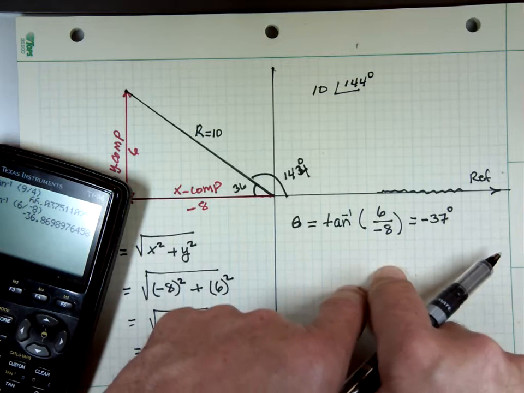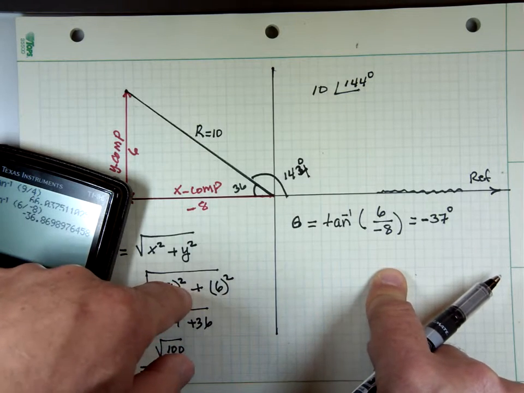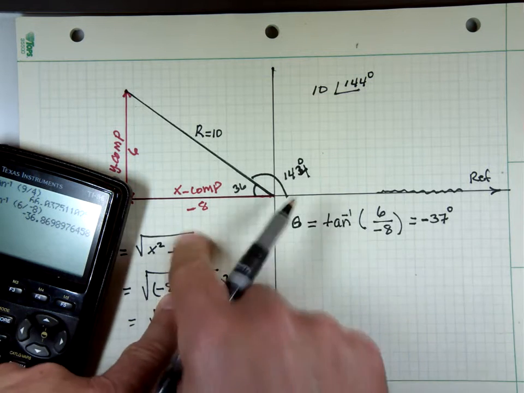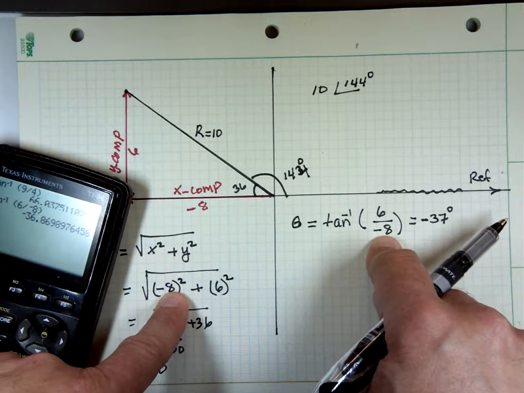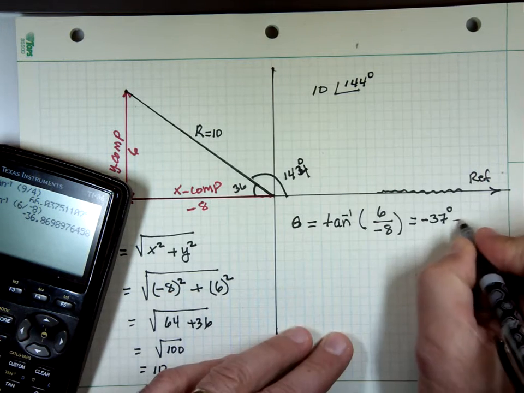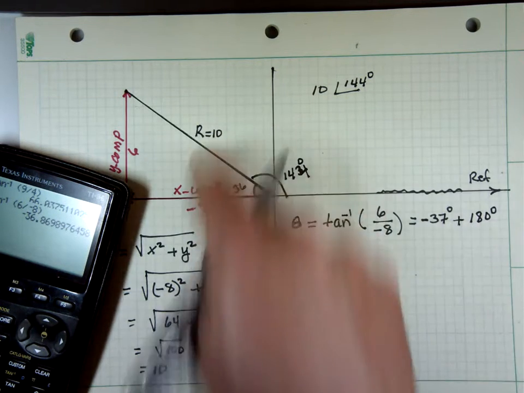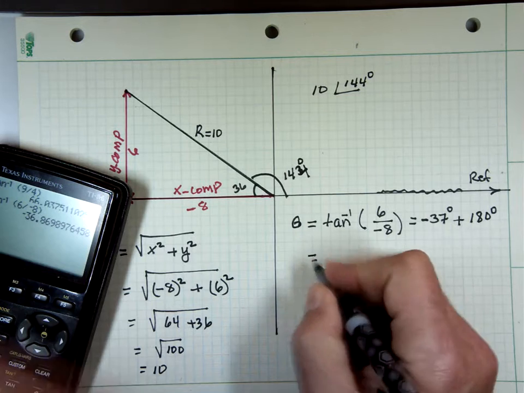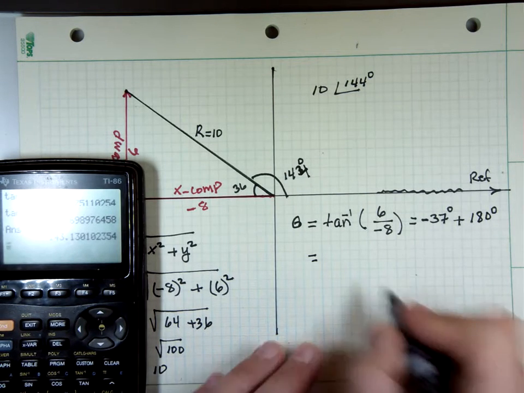So it always assumes it's in this quadrant. That's why if you're in this quadrant or this quadrant, you always want to add 180 degrees. Because when you have two negative numbers here, you divide them. What's a negative over negative? Positive. It thinks you're in that quadrant. So I got to add the 180 to this answer. So that's the reason why we add the 180 when we're in these two quadrants. So what's plus 180? And that angle is 143 and some change.